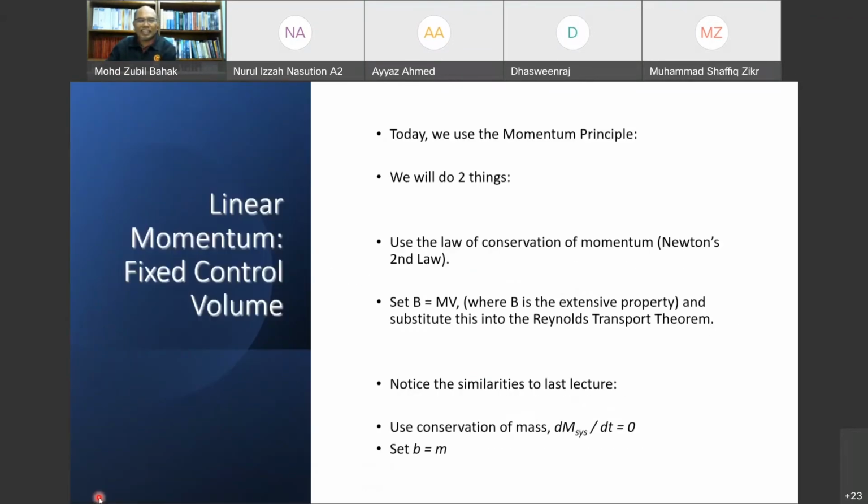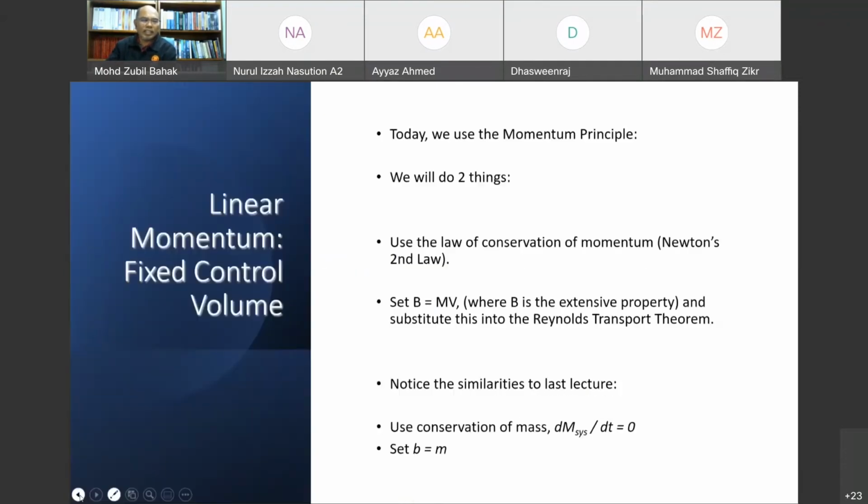Next. And today we now have the linear momentum, fixed control volume. Today we use the momentum principle. We will do two things. Number one, use the law of conservation of momentum, which is Newton's second law, and then set B, the capital B, as m times v, because momentum is mass times velocity, and substitute this into the Reynolds transport theorem equation.